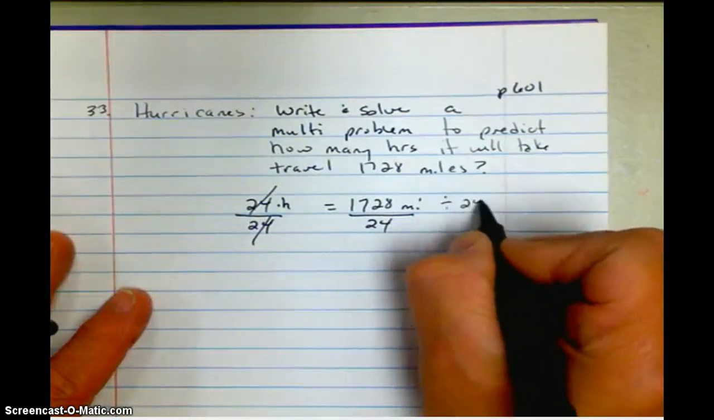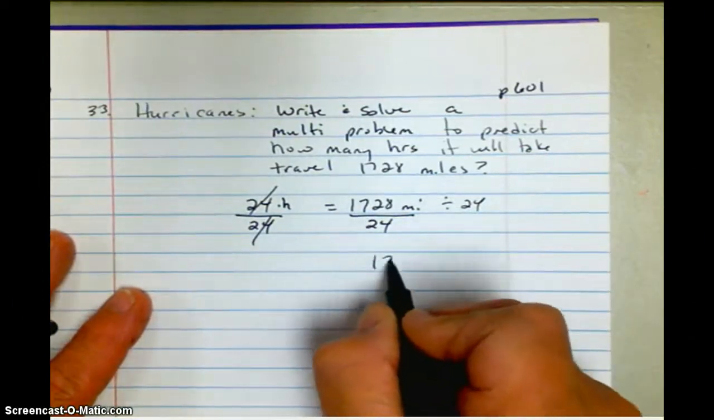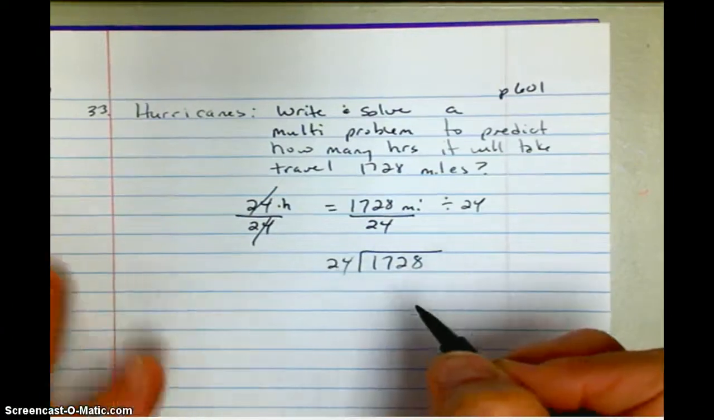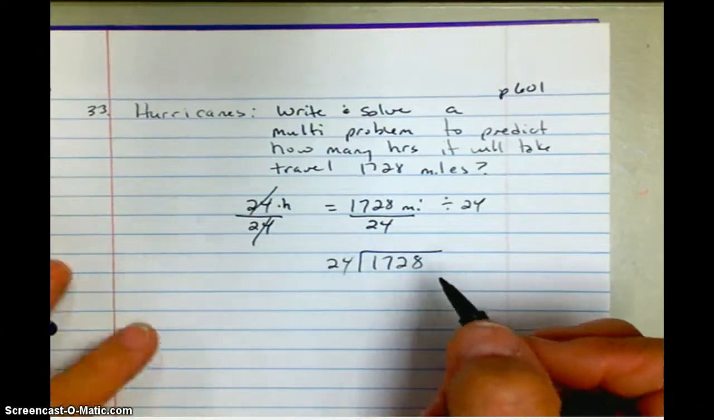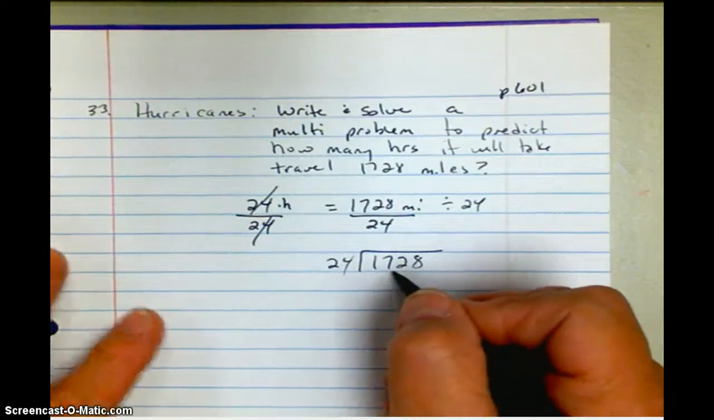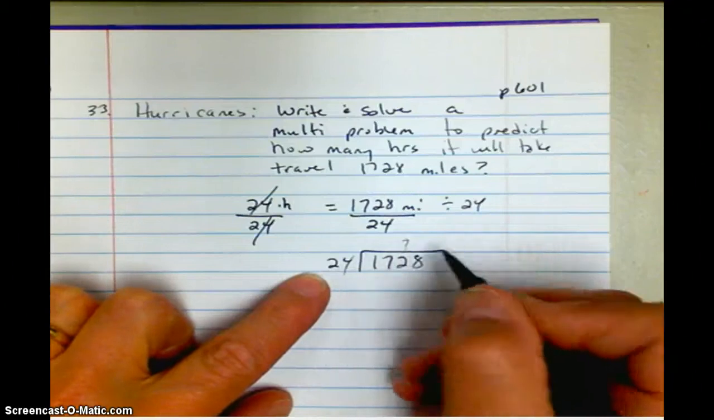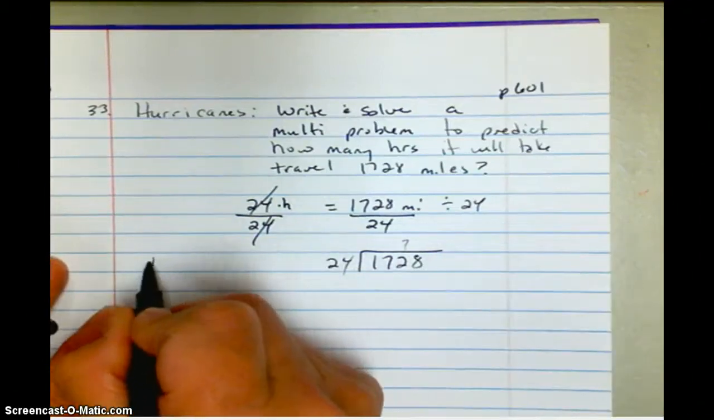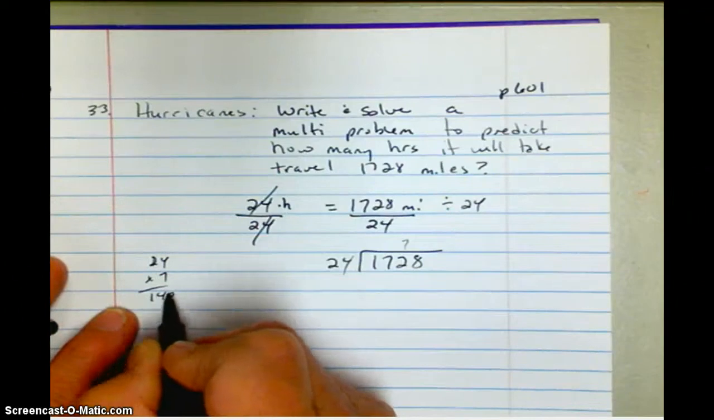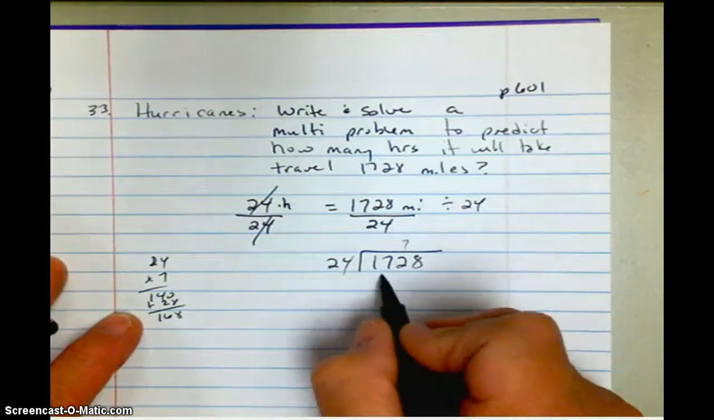So now we have 1,728 divided by 24, is actually what we're doing. And you can just put it in a bracket, 1,728 divided by 24. And if we do the regrouping method, we can see that 24 goes into 172, I think about 7 times. Let's check it over on the side. 24 times 7 is 140 and 28, 168. Okay, so that seems to work.